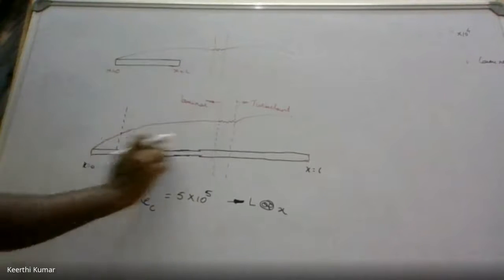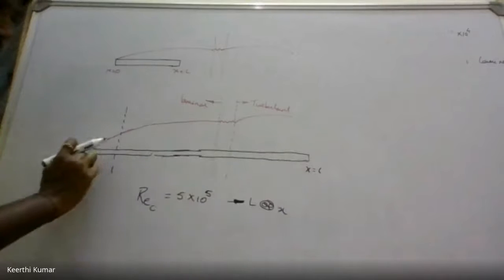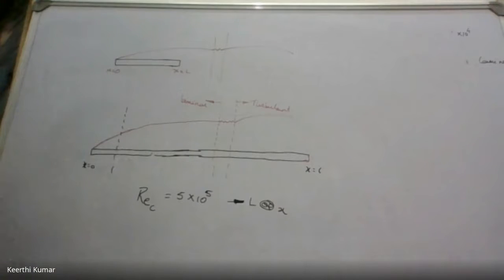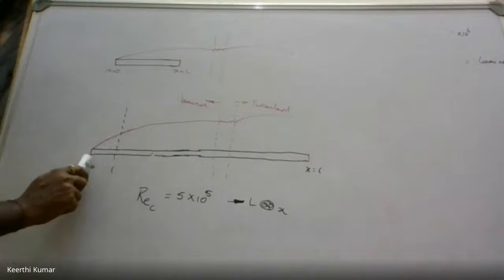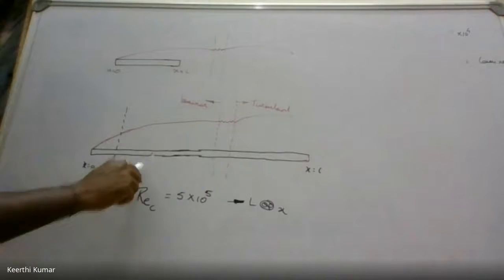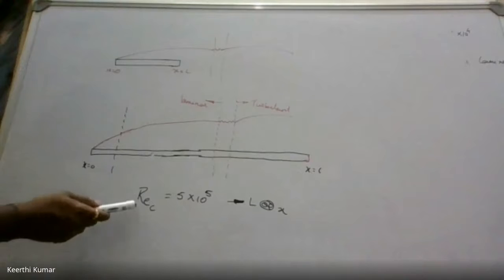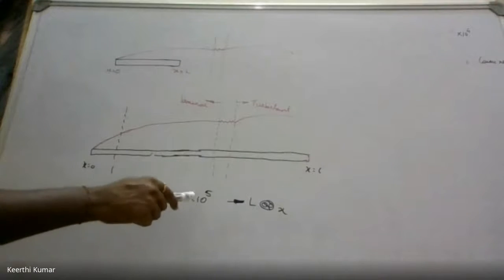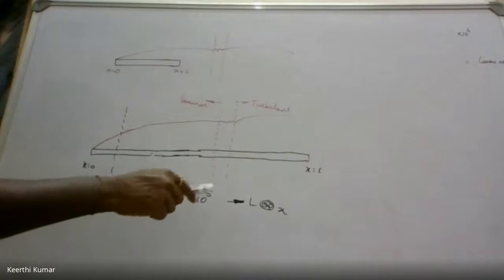If the length of the plate is big enough, we will come across laminar and turbulent flow. How do we know where the laminar flow is? If I ask what is the length x where the laminar flow converts into turbulent flow, what will you do? First we take the critical Reynolds number as 5 into 10 to the power 5, and equate that to rho V L by mu, so that we will get the value of x.